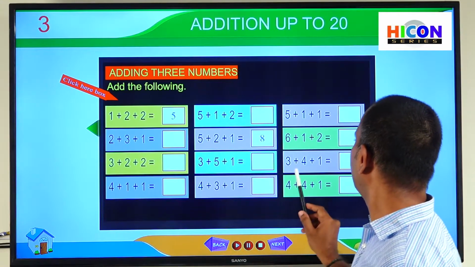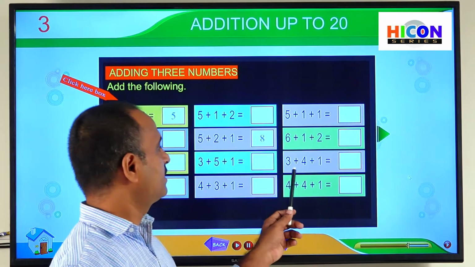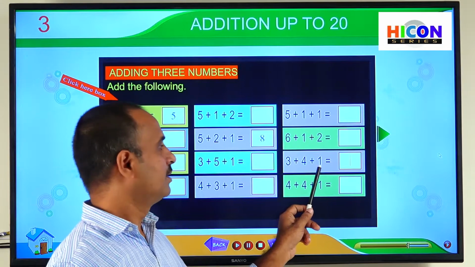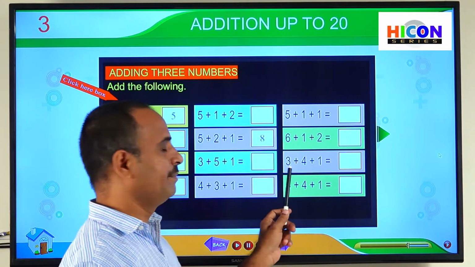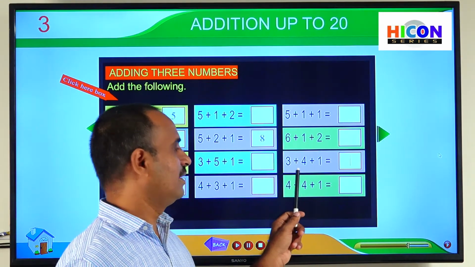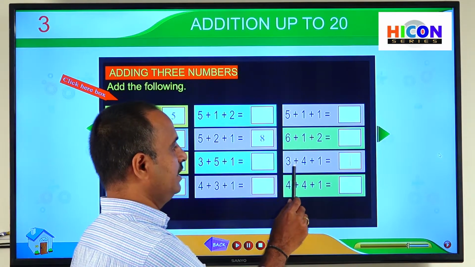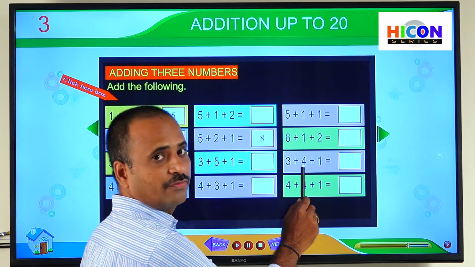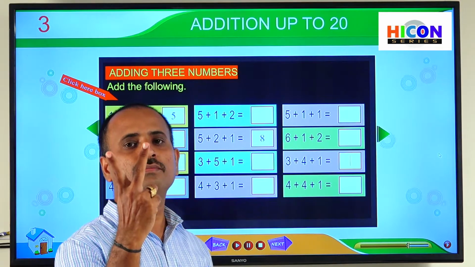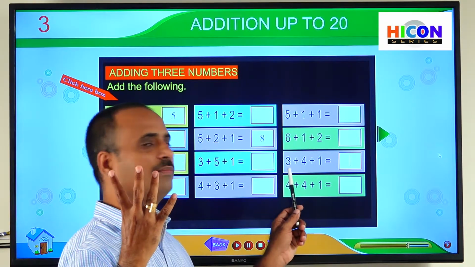Next, children, see one more example. 3 plus 4 plus 1. 3 plus 4 plus 1 becomes how much? So there are three numbers. So again same process. So add the first two numbers and the sum is added to the third number. So add the first two numbers 3 and 4. Here the second number is 4. So open four fingers of your hand. So 1, 2, 3, 4, and start counting after the first number.